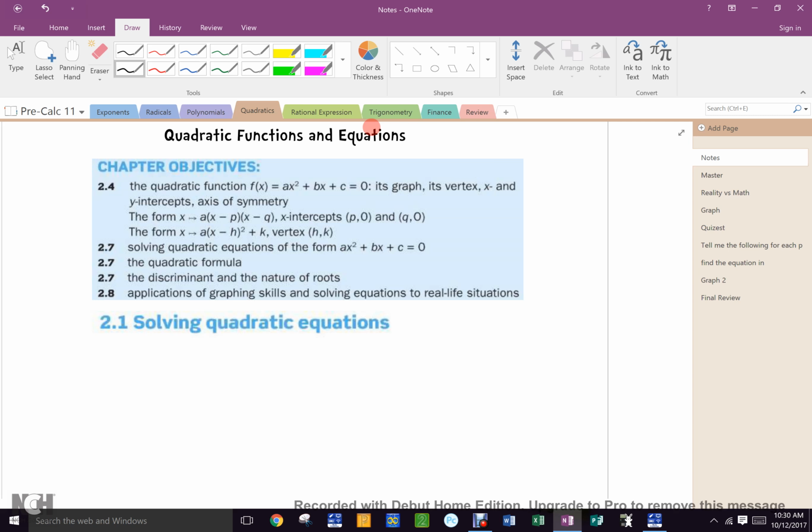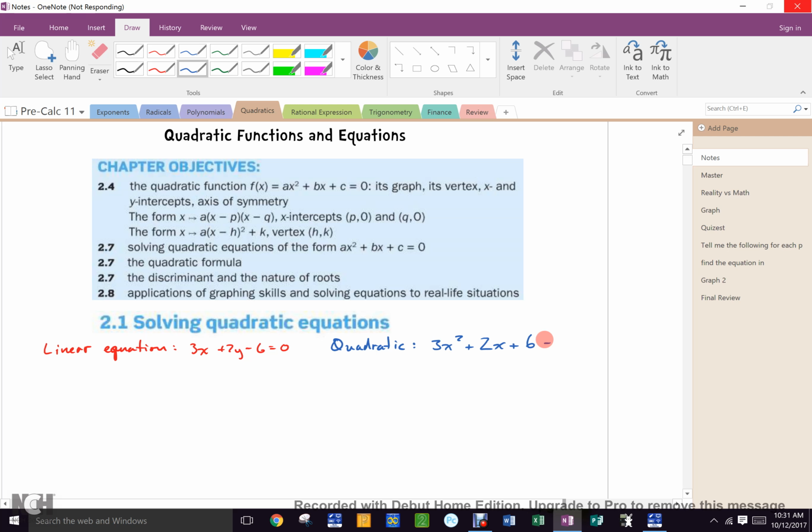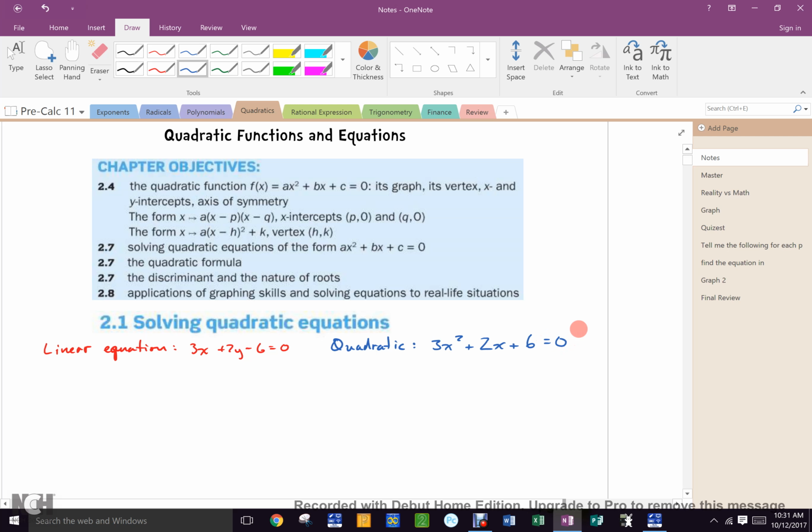All right, so here we go. Couple of cases. Quadratic equation. So guys, I'm going to write out a linear equation. And this is from grade 10. 3x plus 2y minus 6 equals 0. That's a linear. This is a quadratic. What's the difference between the two?